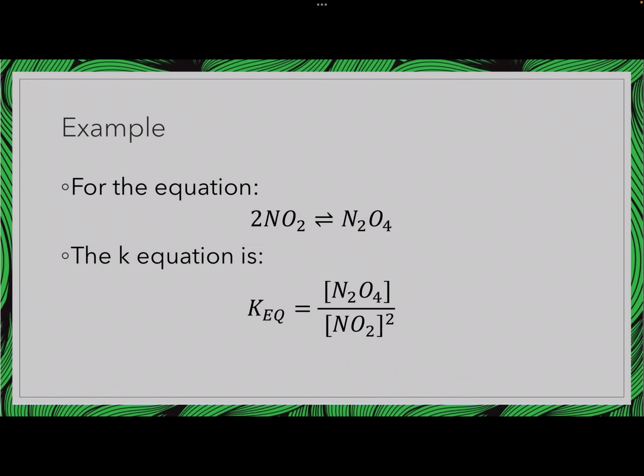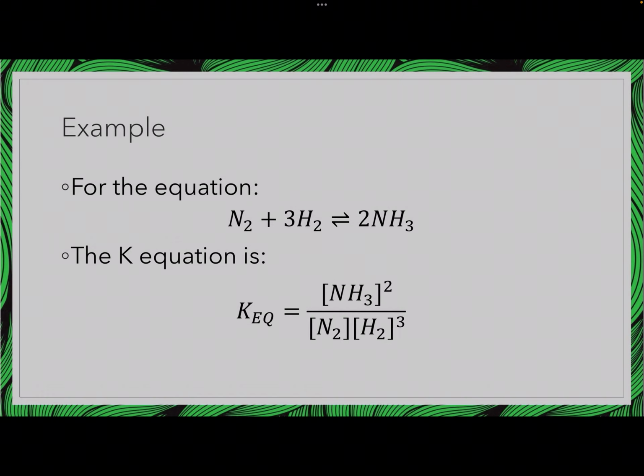So you kind of see how we're constructing that. We have the concentration of the products over the concentration of the reactants, and each of them is raised to the power of the stoichiometric ratio. So N2O4 is 1, so it's a power of 1, but we don't have to write it. And NO2 is 2, so we square it.